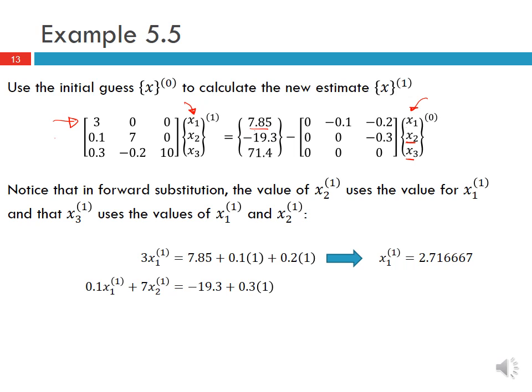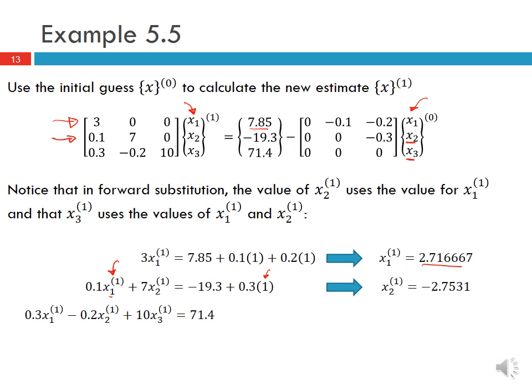Now for the second row, we have 0.1 times x1 at 1. So now we already know what x1 is, so we can take this value and plug it in here rather than using the previous iteration. Plus 7 times x2 at 1 is equal to negative 19.3 minus negative 0.3 times x3 at 0, which was 1. So this is our previous iteration. So x2 at our current iteration is equal to negative 2.7531.